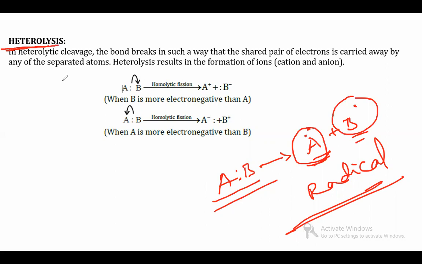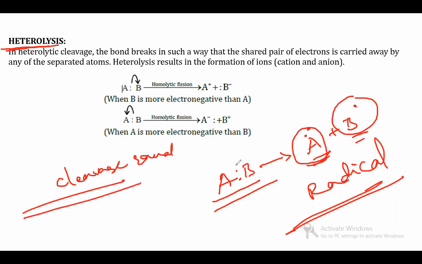Hetero means different, unequal cleavage. Homo means equal cleavage. If the cleavage is equal, then it is called homolysis. In homolysis, A and B have the same electronegativity. The electronegativity difference is zero. So what happens if there is no electronegativity difference and each of the atoms A and B can have an electron? This leads to the formation of radicals if it cleaves.